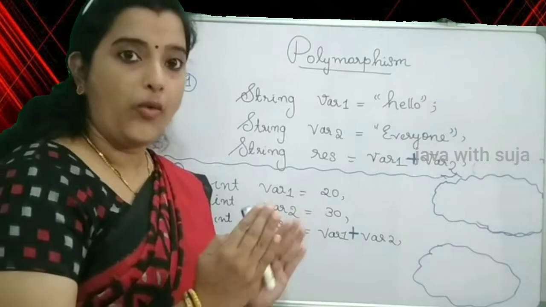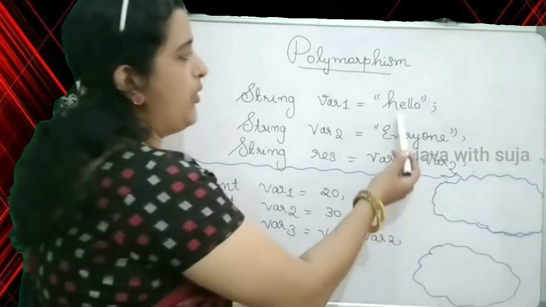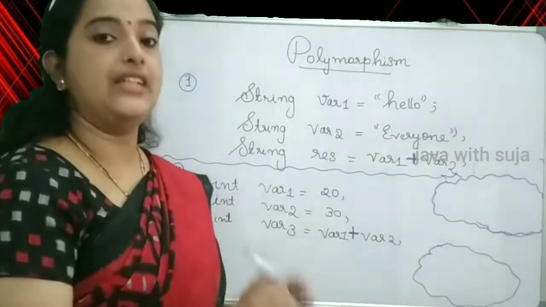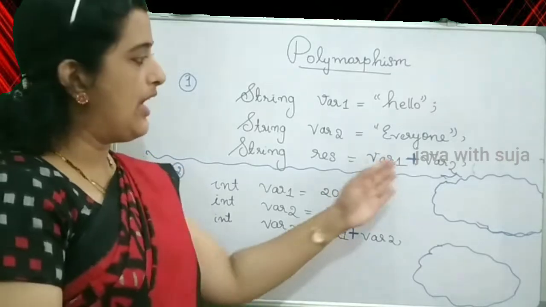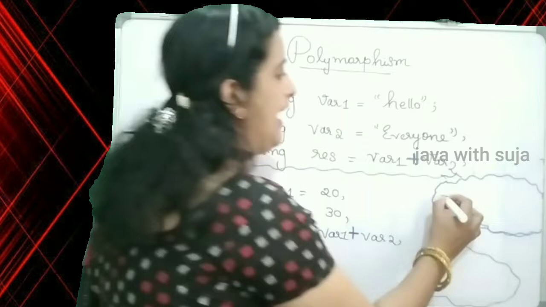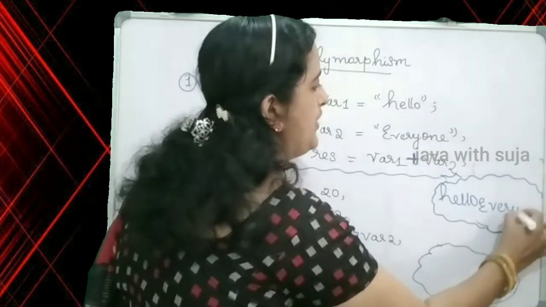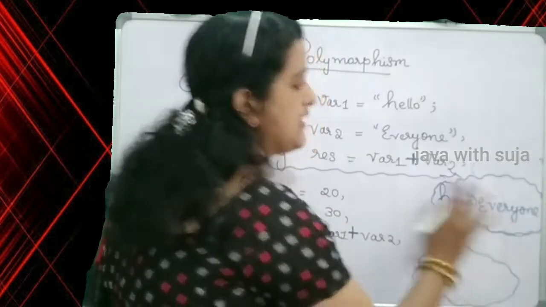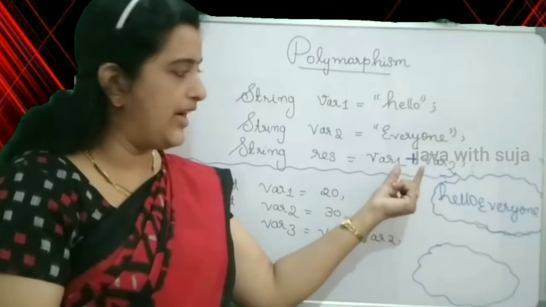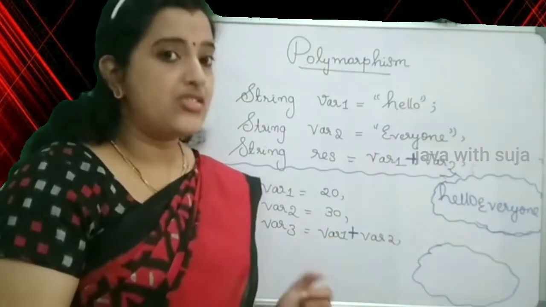Concatenation means combination of two variables. So here both hello and everyone will be combined instead of addition. As a result, your variable result will contain the value helloeveryone without space. Between these two values there is no space. So you might have noticed that instead of normal addition, concatenation takes place as both are string values.